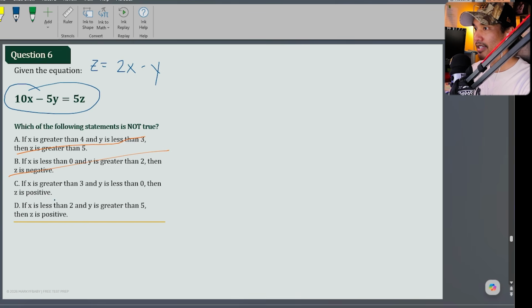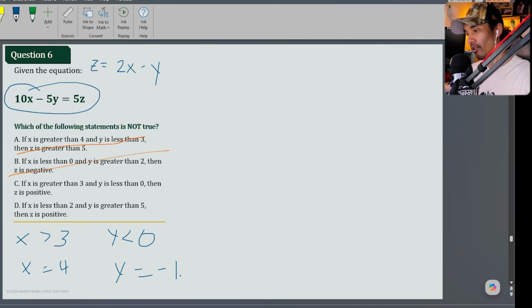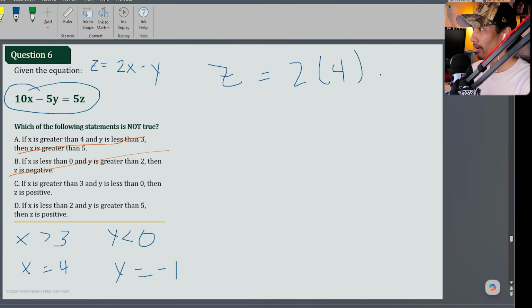Okay, if X is greater than 3, I'm going to choose X is equal to 4, and Y is less than 0. Okay, Y is -1. Z is equal to 2(4) minus -1. That's going to give us 8 plus 1, so Z is equal to 9.